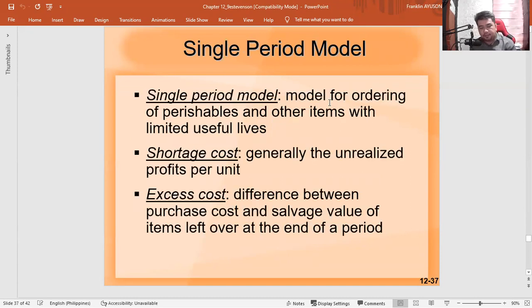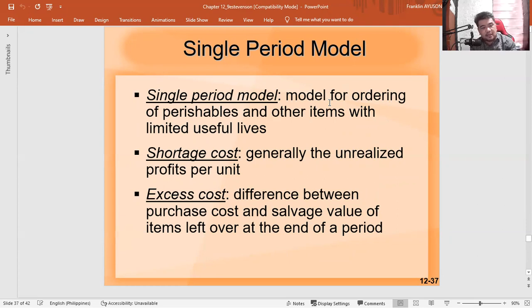Anyway, moving forward. For the single period model, model for ordering perishable and other items with limited useful lives. So itong single period model ginagamit to for perishable products. Ibig sabihin yung nabubulok. Yung useful life niya is limited. For example, siyempre mga pagkain, di ba? Assume natin yan, especially yung mga fresh goods. So there is what you call also shortage cost with the single period model.